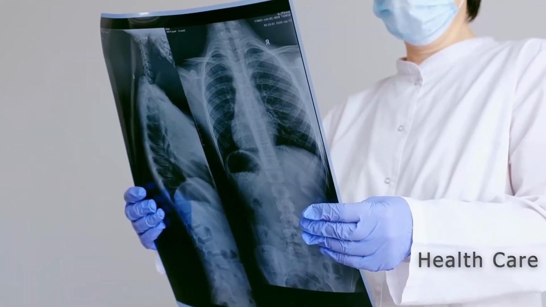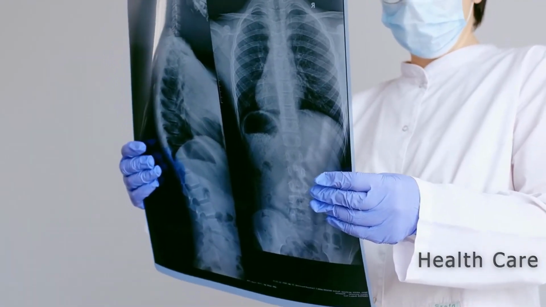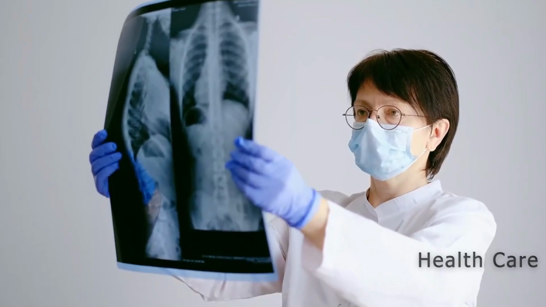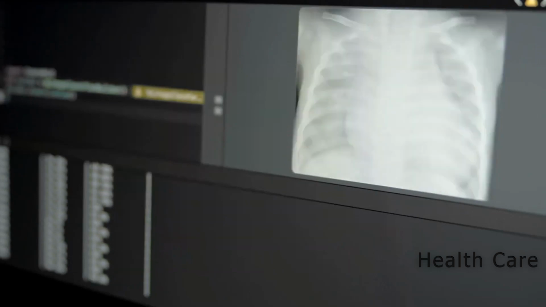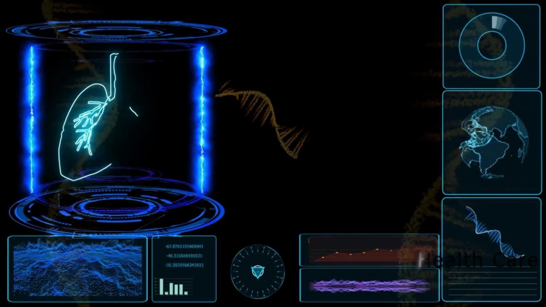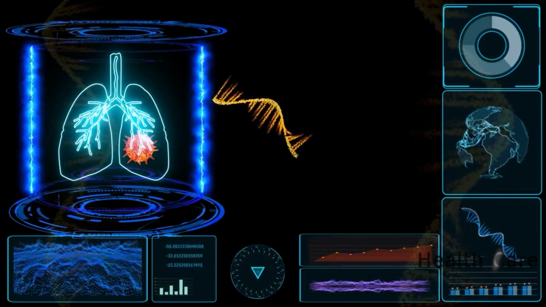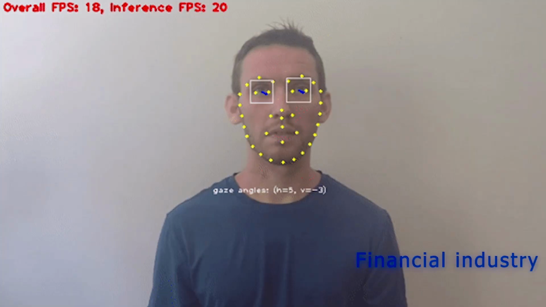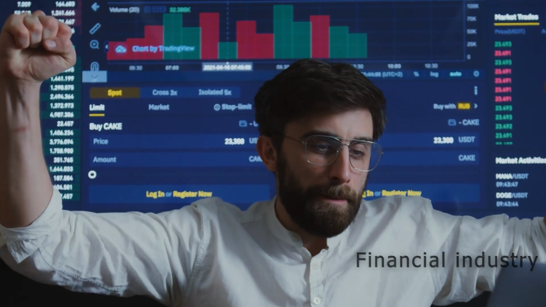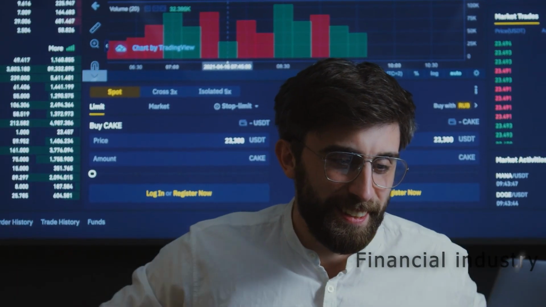AI is revolutionizing healthcare by enhancing diagnosis, treatment, and patient care. Machine learning algorithms analyze medical data such as images, patient records, and genetic information to assist doctors in diagnosing diseases, identifying treatment options, and predicting patient outcomes. In the finance sector, AI is used for fraud detection, algorithmic trading, risk management, and customer service.